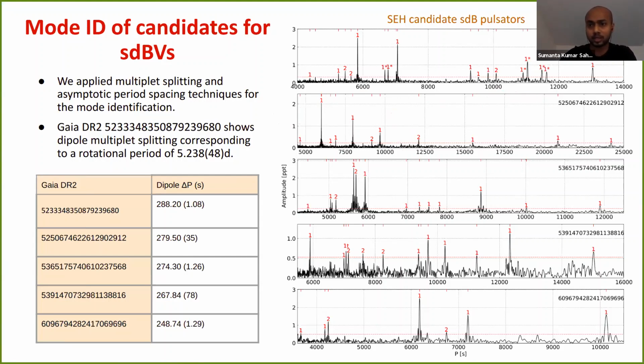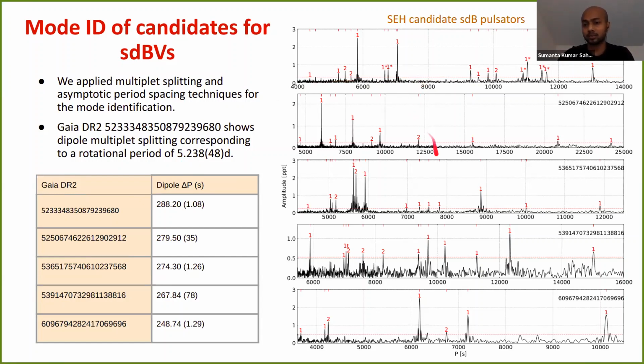Coming to the first target, Gaia DR2 5233, this target shows clear multiplets, from which it is easier to identify the modes. By using both techniques, we identified the modes of the first one, and from the multiplets we found a rotation period of around 5.238 for this target.